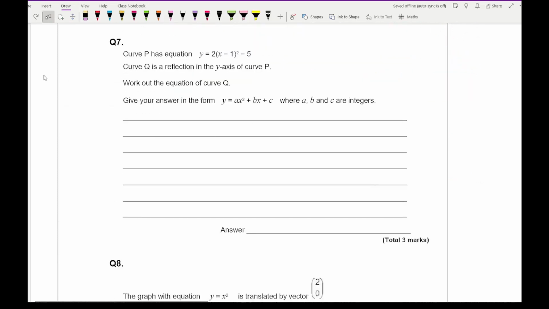Then moving on to question 7, it says curve P has the equation of y equals 2 lots of x minus 1 squared minus 5. Curve Q is a reflection in the y-axis of the curve P. Work out the equation of curve Q. Give your answer in the form of y equals ax squared plus bx plus c. Now, a reflection in the y-axis is basically where we change the sign of x. Now if we change the sign of x, then the equation looks like y equals 2 lots of minus x minus 1 squared minus 5.